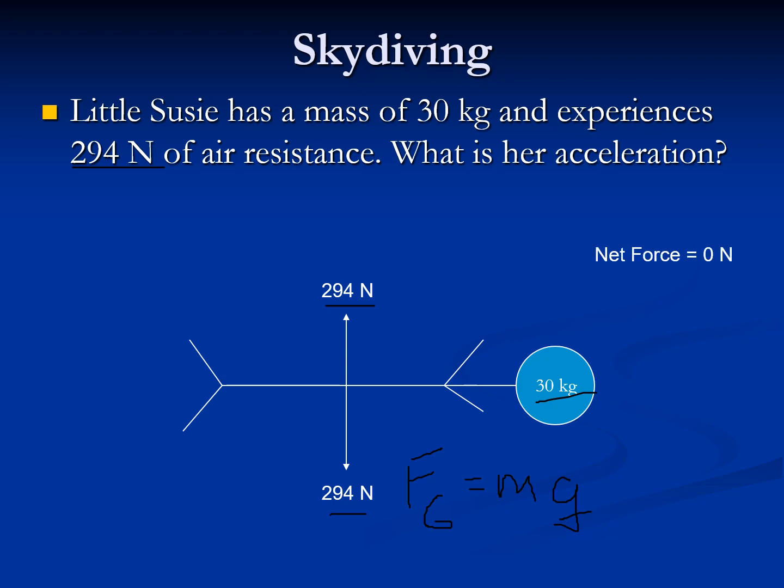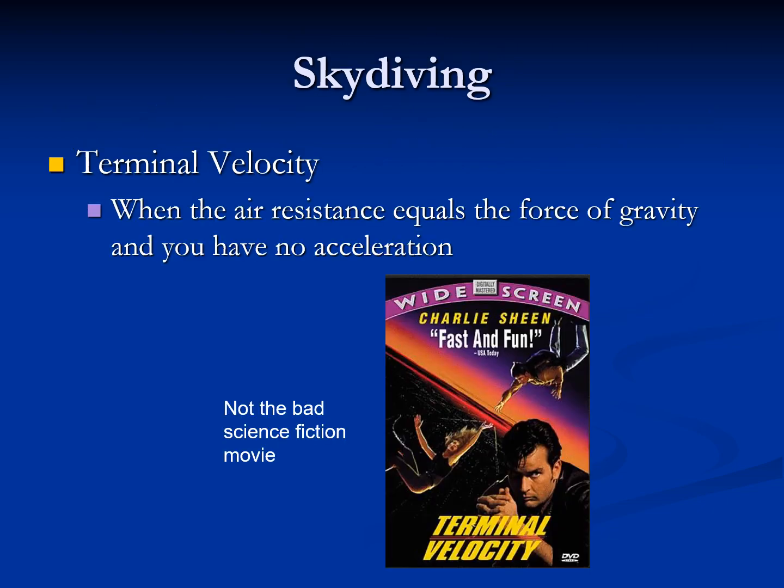Okay, so wait a minute. The net force is 0. The 2 forces cancel out. That means the acceleration is 0. Are we saying in this situation that she's not moving? No. What I'm saying is she's actually going so fast that she can't speed up anymore. Don't forget, acceleration means speeding up. So she's going so fast, she can't go any faster.